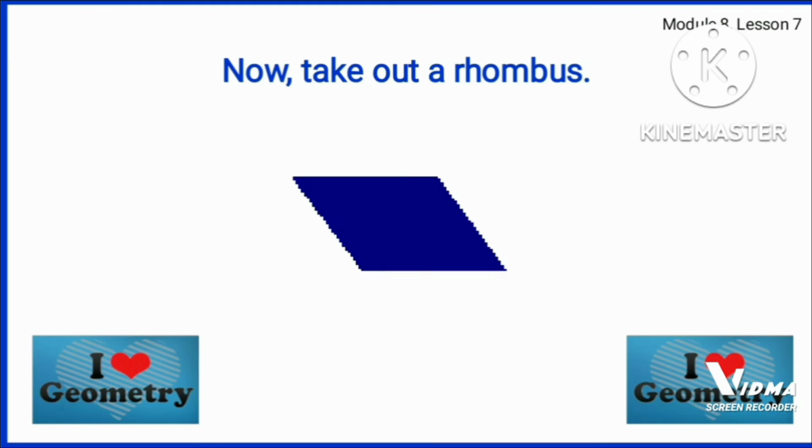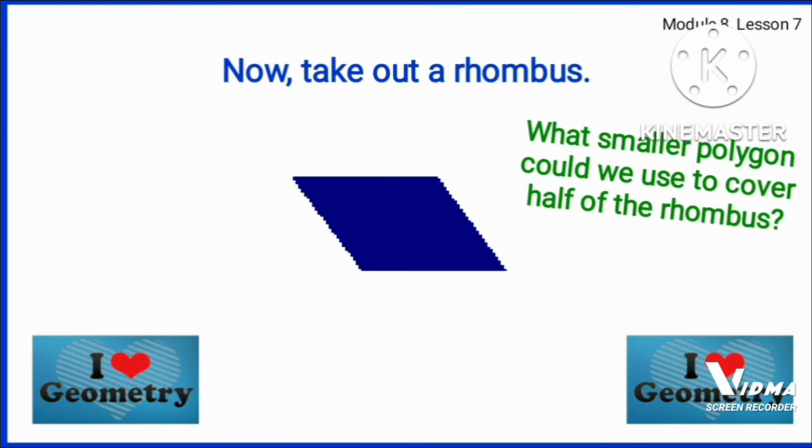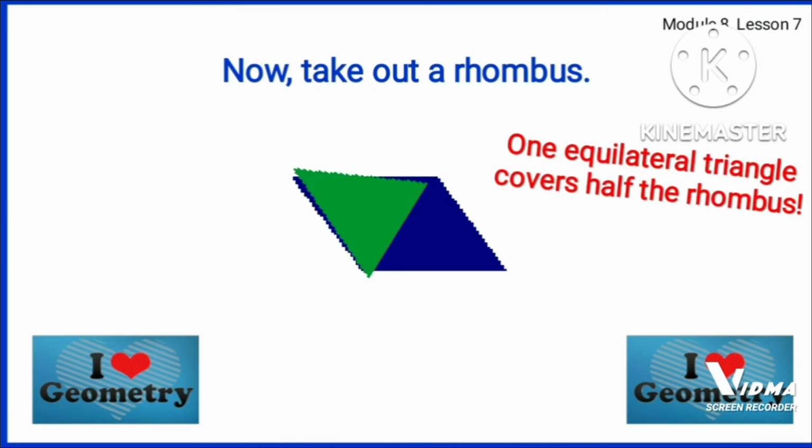Now let's look at a rhombus. What smaller polygon could we use to cover half of the rhombus? Look at it very well. We could try a triangle. That's how I feel. Well, what do you think? Yes, a triangle can do it. But this triangle, all the sides are equal, so we'll call it equilateral. Equilateral triangle. Equi means equal, lateral means sides. It has three equal sides.